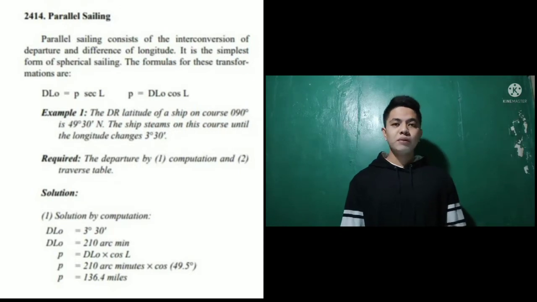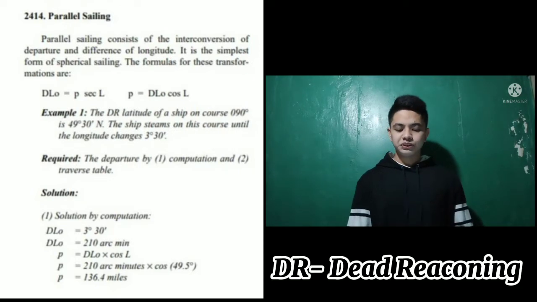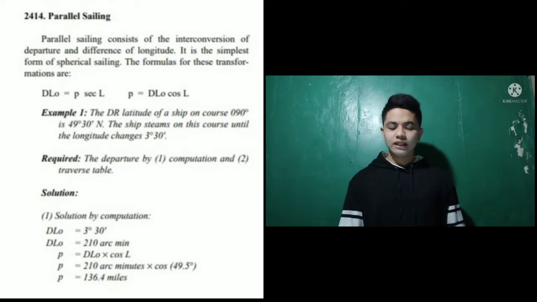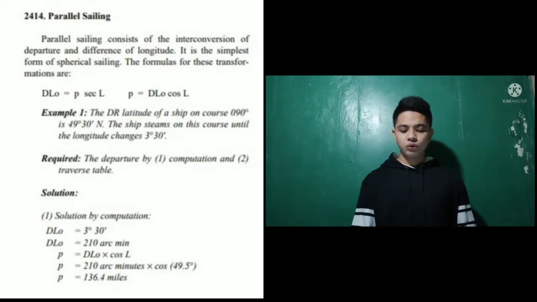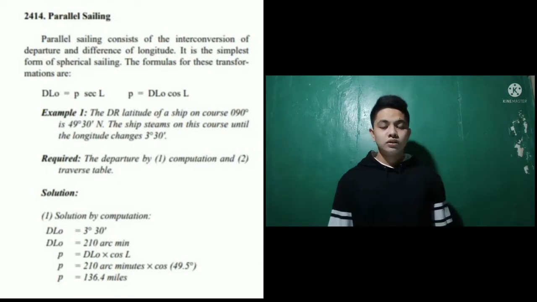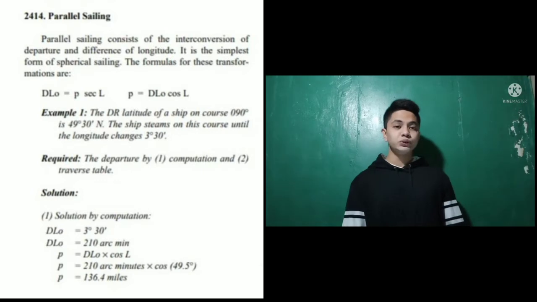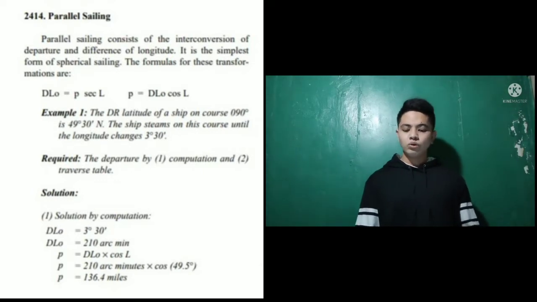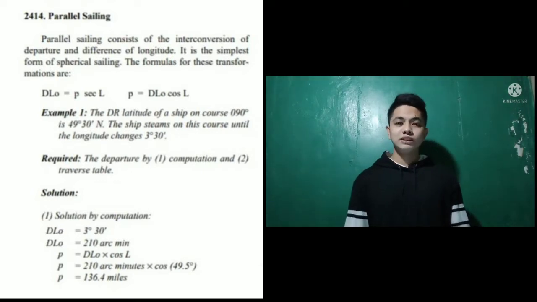For example number 1, the DR latitude of a ship on course 090 degrees is 49 degrees 30 minutes north. The ship steams on this course until the longitude changes 3 degrees and 30 minutes. It is required to give the departure by computation and also by the traverse table. So this is the solution.